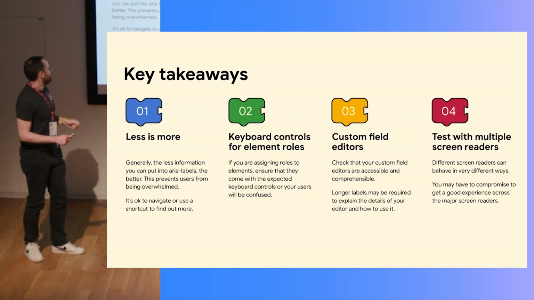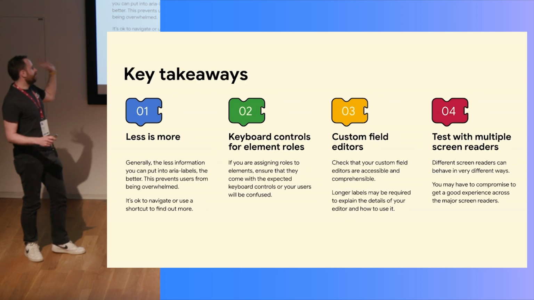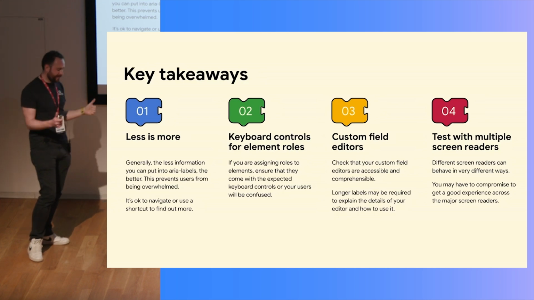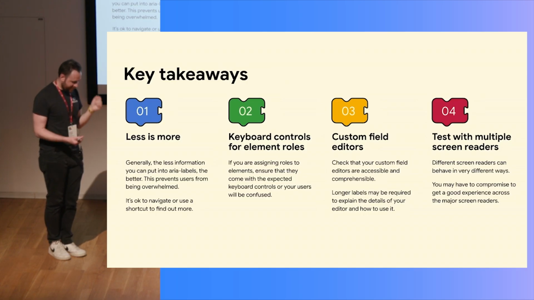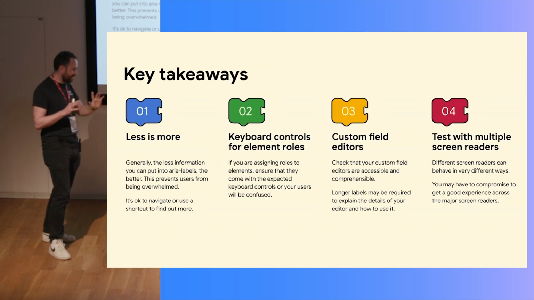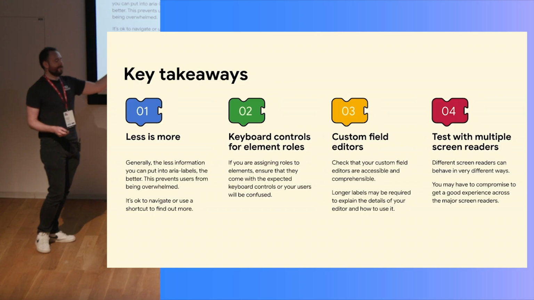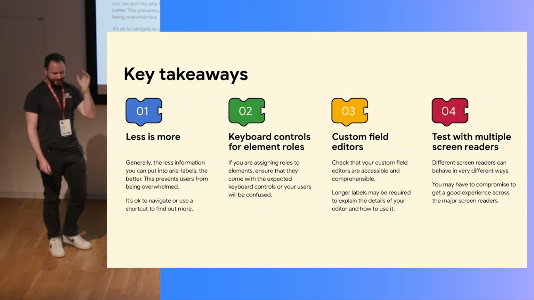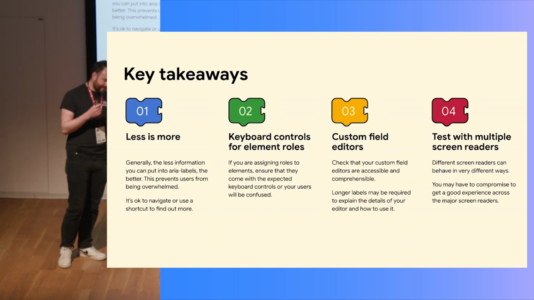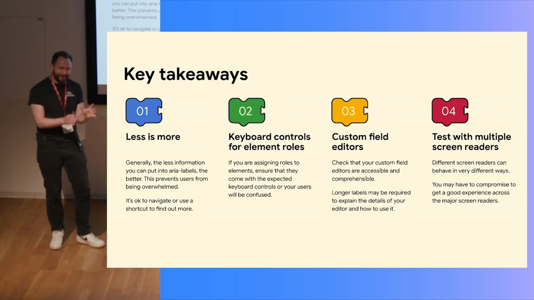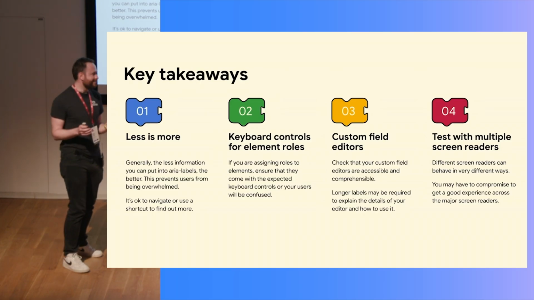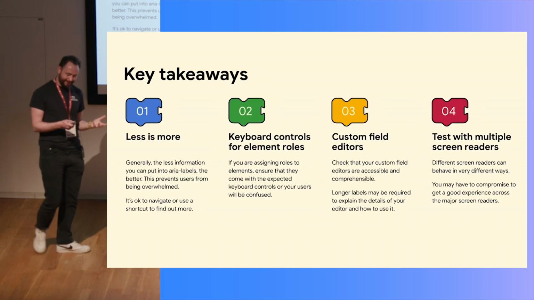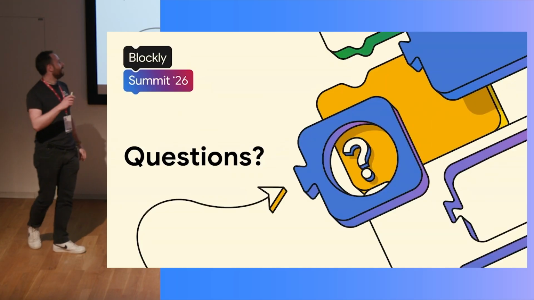Quick takeaways, less is more. I'm not going to read all these out. Keyboard controls, you need to make sure that they're correct for the element roles that you choose. Custom field editors, make sure they're accessible and comprehensible, so longer labels, fine in that case. Test with multiple screen readers, my God, they're all different. They behave differently, and sometimes in subtle ways, and sometimes in major ways, and you've really got to test them to know how they're going to behave and make changes accordingly.